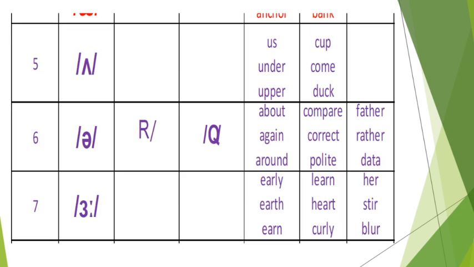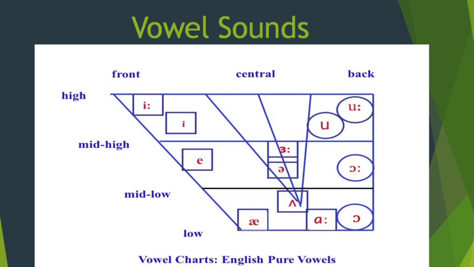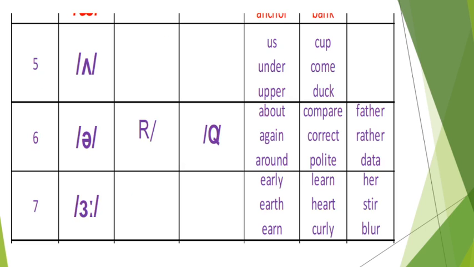Now let's move on to the 3 central vowels. You see, there are 3 central vowels. Yeah, from the center part of the tongue, these vowel sounds will be produced. Yeah, see these examples. Now, see the 5th one.